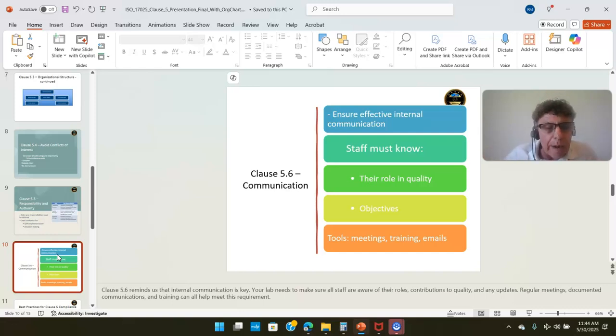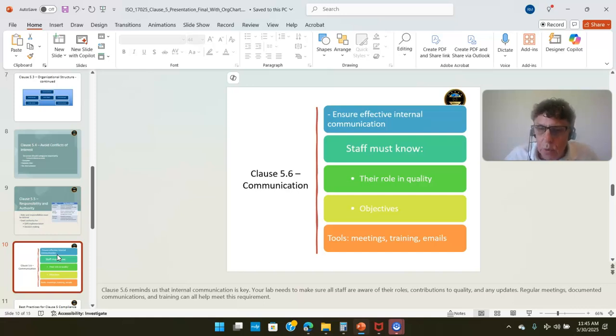Clause 5.6 reminds us that internal communication is key. Your lab needs to make sure all staff are aware of their roles and what their contributions are to the quality management system. Any updates and regular meetings help with this. Documented communications through email and training can help meet this requirement. So you want to ensure that this effective internal communication happens.